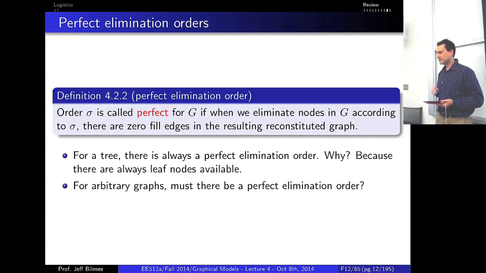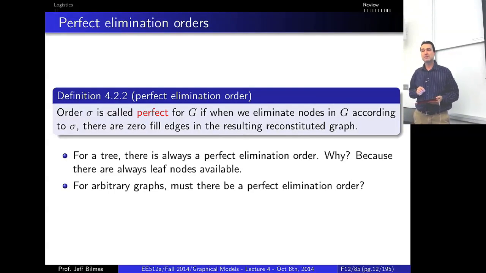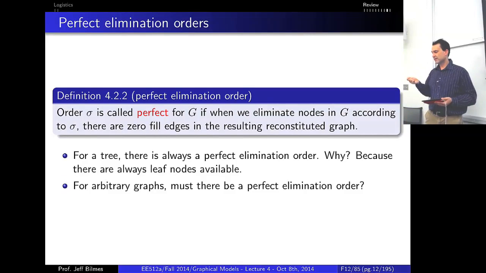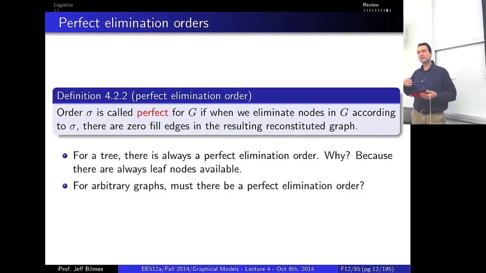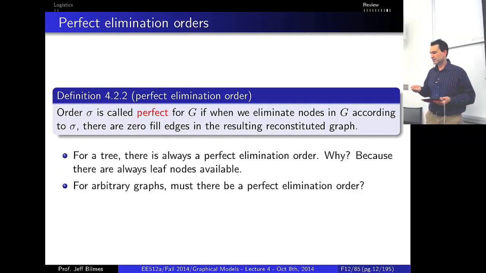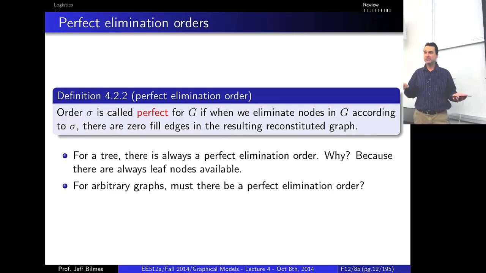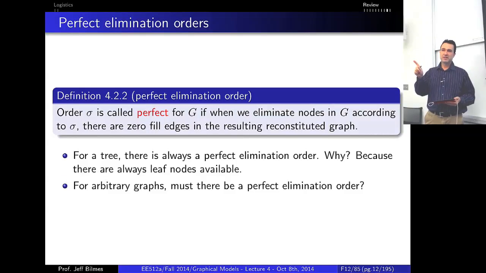We also defined something called a perfect elimination order, where sigma, which is an ordering of the vertices, sigma 1, sigma 2, sigma 3, and so on, is perfect if when we use that ordering to eliminate the vertices, there are no additional fill-in edges added. And so when we look at the reconstituted graph, it's the same as the original graph. And so for a tree, there's always a perfect elimination order, because we always have leaf nodes. And whenever we eliminate a leaf node, a leaf node by definition has only one neighbor, and so we're not adding any fill-in edges.